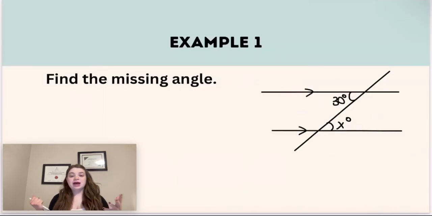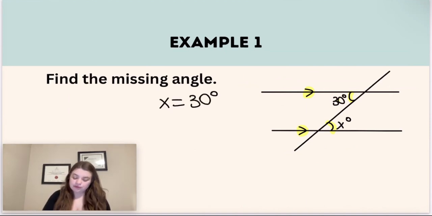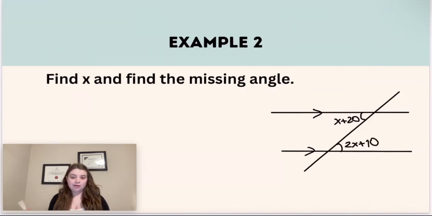So in this case, we have two parallel lines and our transversal, and we do indeed have two alternate interior angles. So what do we know about them? We know they're congruent, meaning they're the same measure. And since the measure of that first one up there is 30, that means the measure of the other one, x, is also equal to 30 degrees as well. Let's try a more complex example.